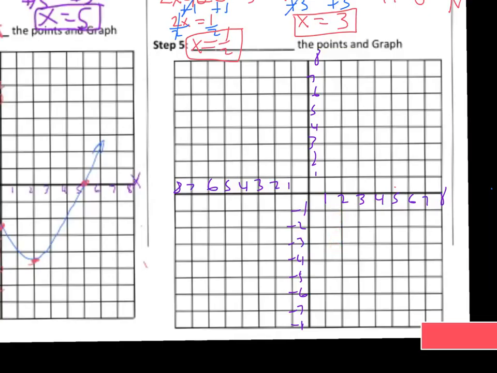So 3. Let's do that in a different color. Let's do that in red. Alright, so then step number 3, we said our y-intercept was (0, 3). So we start here at 0, and we're going to go up to 3 right here.